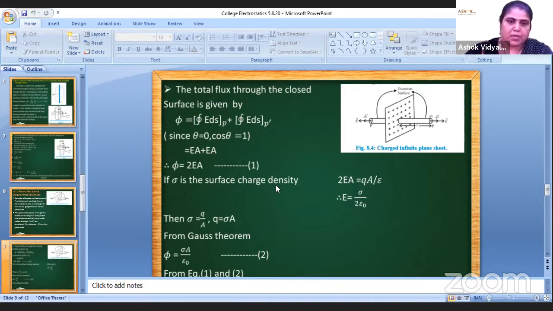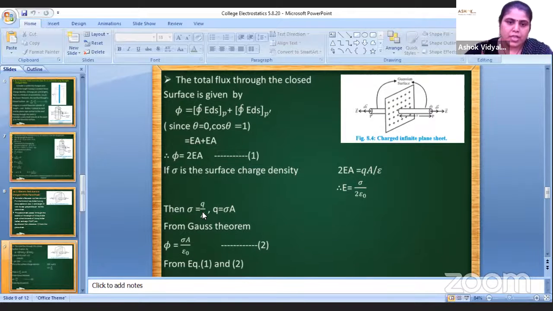Again, sigma is the surface charge density. With the help of this, we can say that sigma is equal to Q upon A. Therefore the charge Q is equal to sigma into A. Putting this value in the basic Gauss law, we get phi is equal to sigma into A, instead of Q, divided by epsilon naught. This is equation number A. Equating equations 1 and 2, we get 2EA is equal to sigma A by epsilon naught, therefore finally E is equal to sigma divided by 2 epsilon naught.